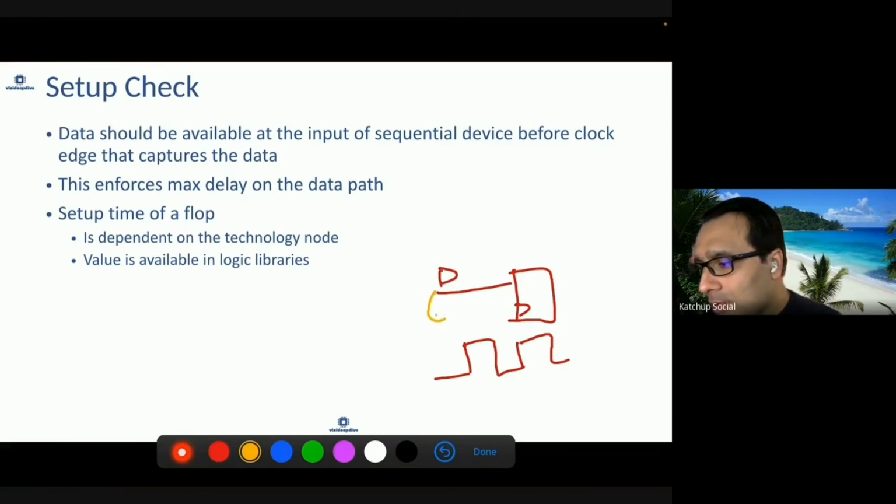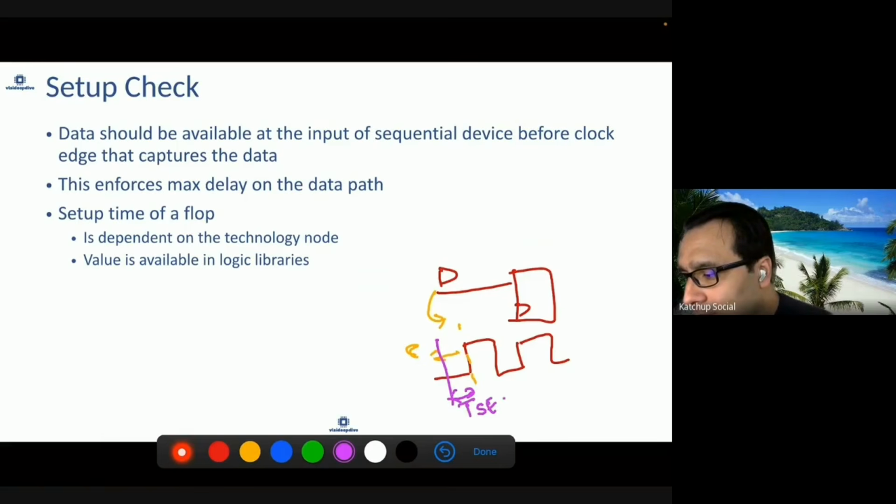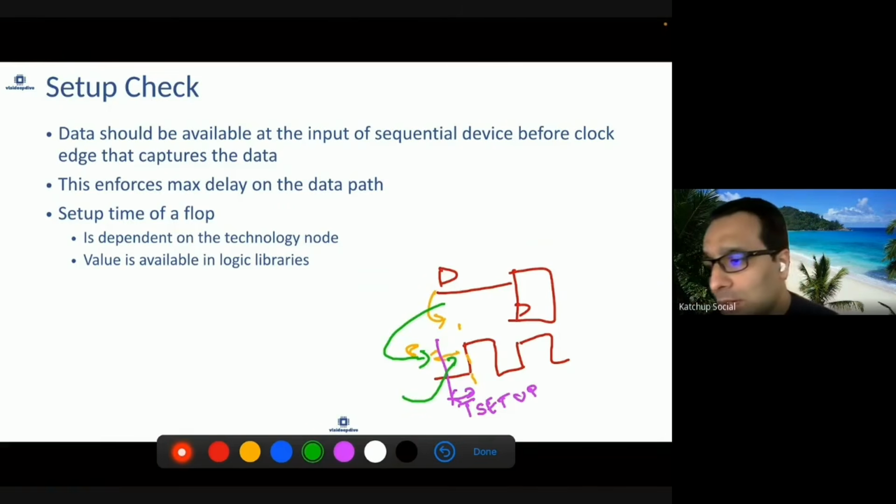So this data should be available sometime before the clock edge. If it appears close to the clock edge, it can cause problems in the design. So what is that sometime? That sometime is defined by your library. Okay, so let's say this sometime is T setup. So data should be available before this. If it arrives after this, it can create problems in your design.